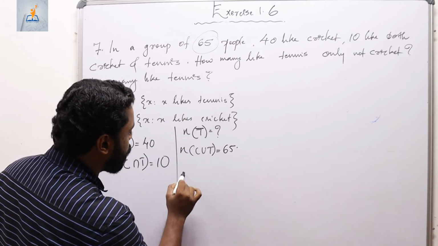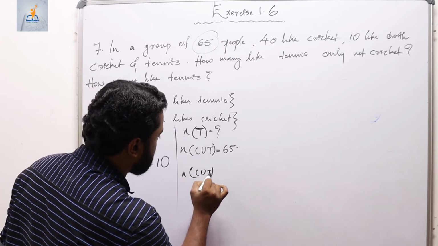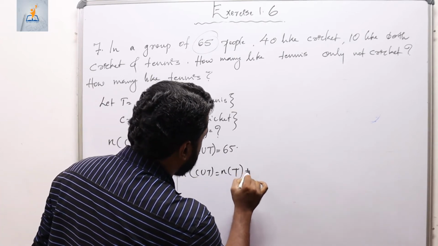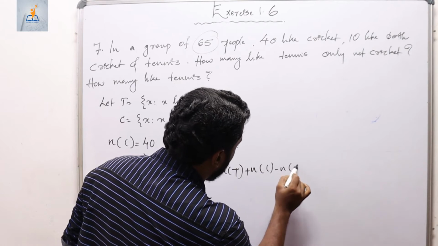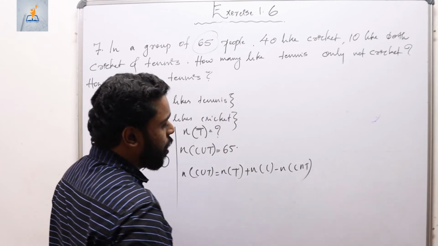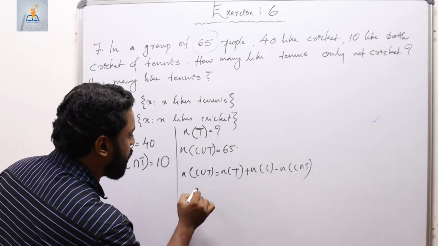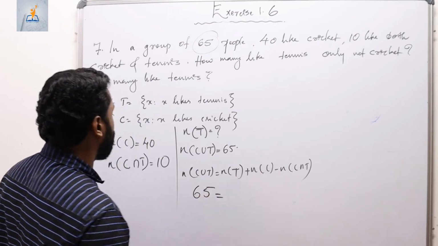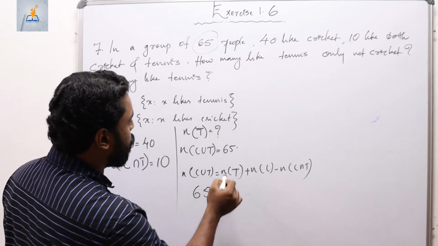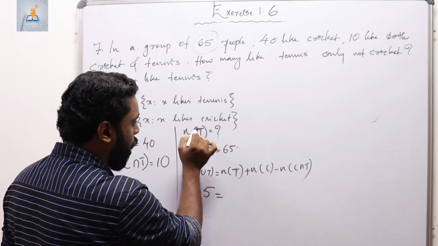Therefore, we know that the equation n of C union T is equal to n of T plus n of C minus n of C intersection T. Okay, now we shall substitute the quantities. 65 is equal to what is n of T? We have to find out n of T.